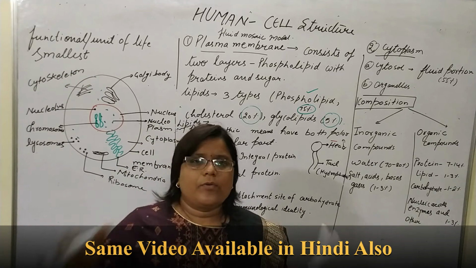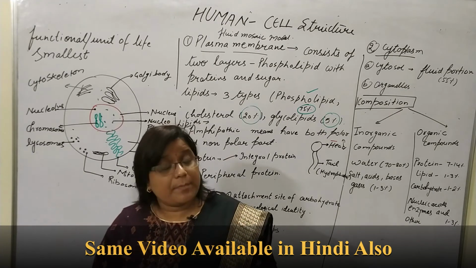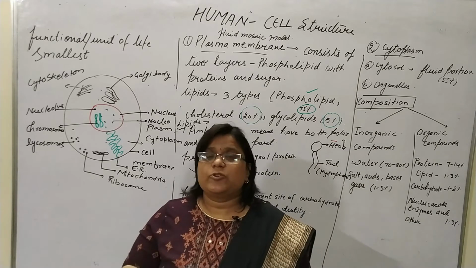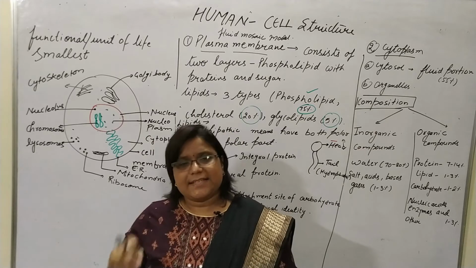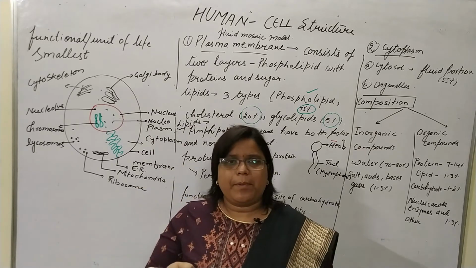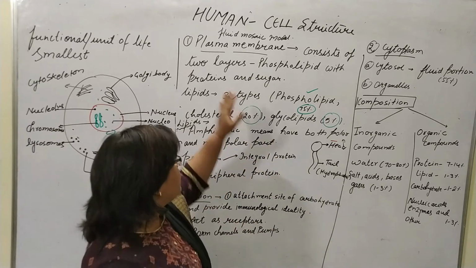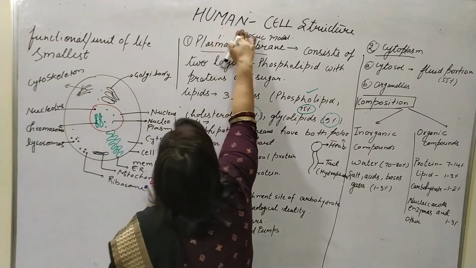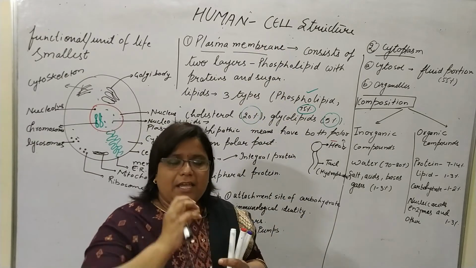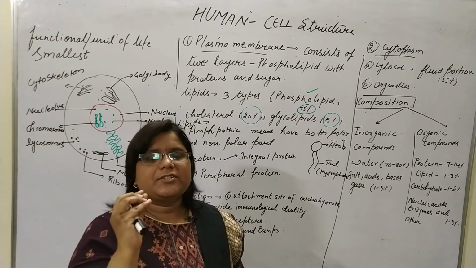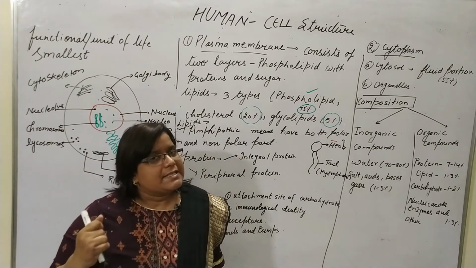Now the cell's outermost membrane is the plasma membrane, or the cytoplasmic membrane, and the inner liquid part is the cytoplasm. The nucleus is the center part, and the other structures we will discuss later. First is the plasma membrane. As we already said, the plasma membrane is also known as the cytoplasmic membrane.